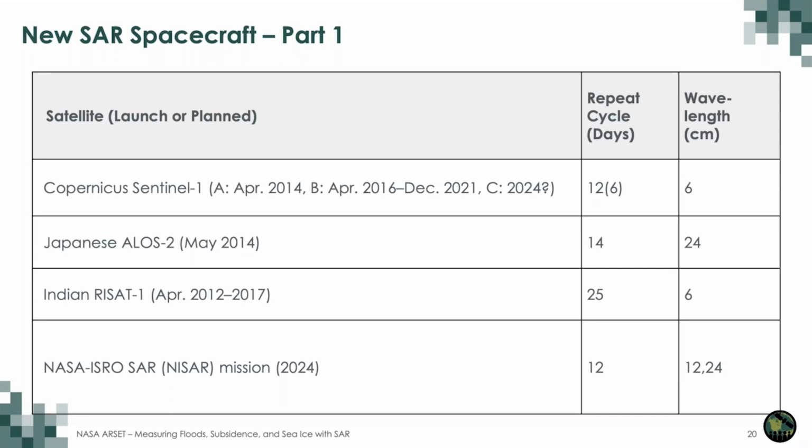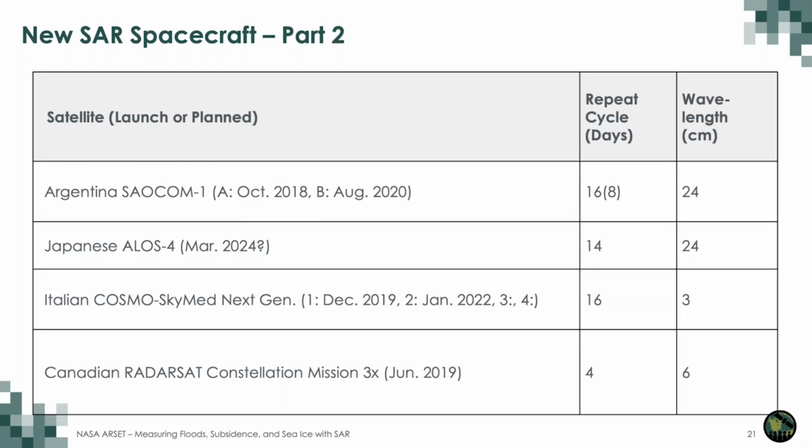And of course, I work at NASA, so we are very much looking forward to the NASA ISRO SAR mission that is planned for launch in early 2024. I'll say more about that in a minute. There are other satellites. The Argentine Space Agency has launched 2 satellites in the SAOCOM-1 series. The amount of data acquired is somewhat limited, and the data access requires getting an arrangement with the Argentine Space Agency.